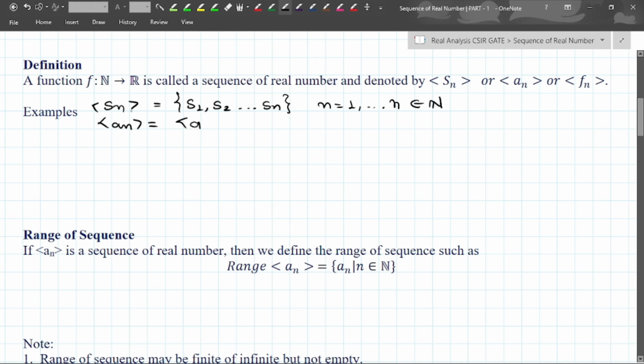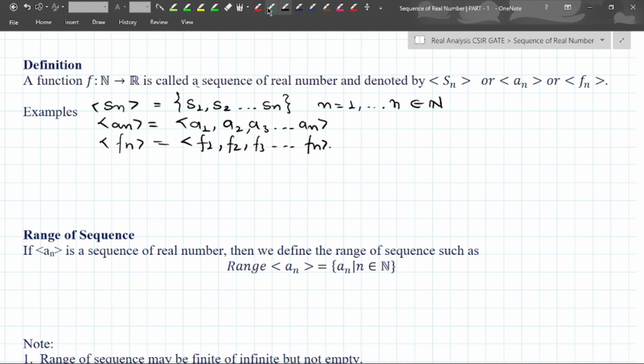This Sn is nothing but a sequence, and that sequence is represented like this. Here S1 is again a sequence, S2 again a sequence. So this is the notation. If it is like this, then A1, A2, A3 up to An. Similarly, if I write Fn, then it is F1, F2, F3 up to Fn. So these are some notations.